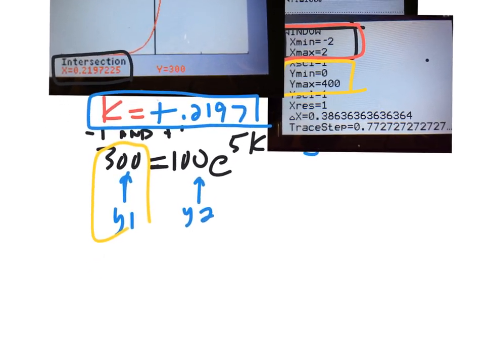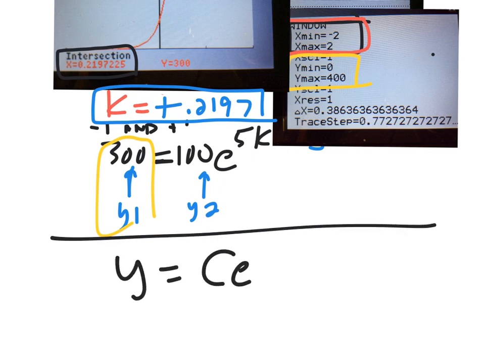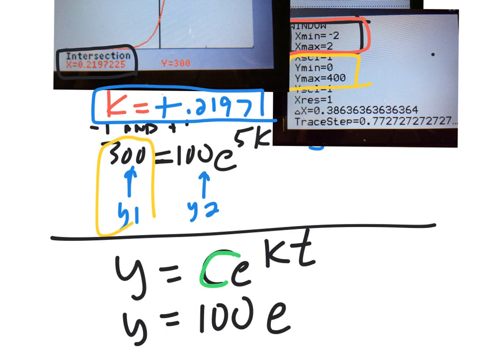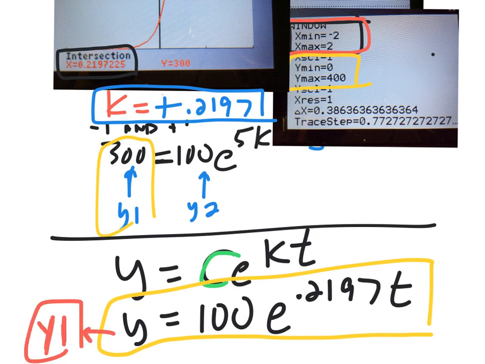So here, for this particular problem, the equation that we're going to be using to answer this question is y equals c, the initial amount is never going to change, that's going to be my 100, times e raised to the k times t, well k was 0.2197 times t power. So this is going to be the equation that I'm now going to be using to answer the questions in this part. And once you find your letter k, I suggest you clear out your two equations and enter this into y1, and then use your calculator to answer the parts of the question.